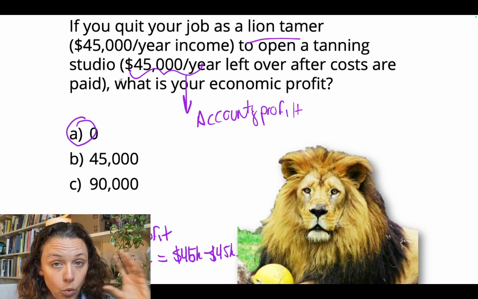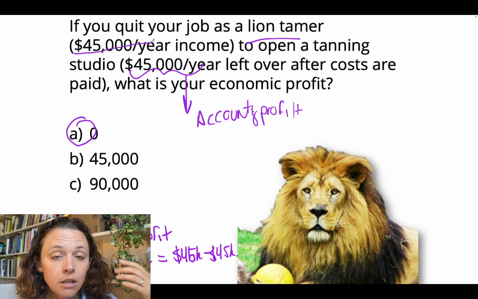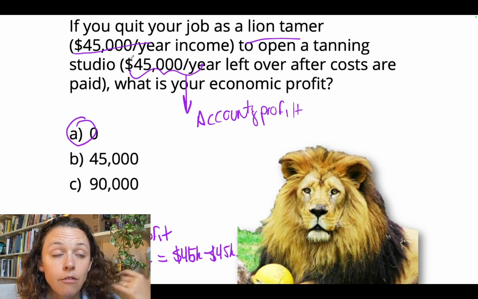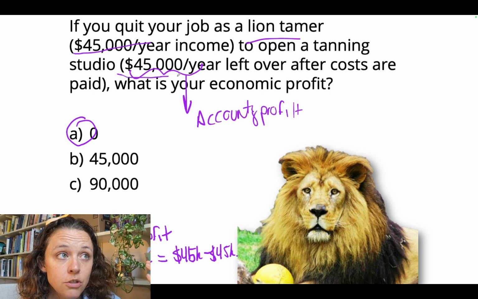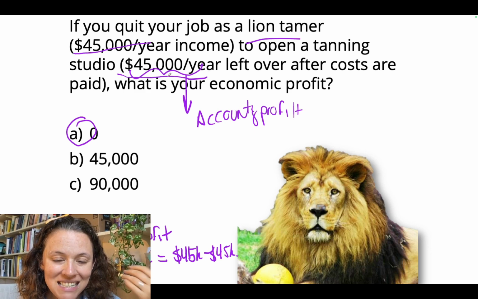We could work this out properly. Another way you can think about it is that if he works as a lion tamer, he has $45,000 to take home. If he runs a tanning salon, $45,000 to take home. Essentially, it is economically equivalent. From an accounting level, you would say that the studio yields you an accounting profit of $45,000. It's just that your next best option pays exactly the same.